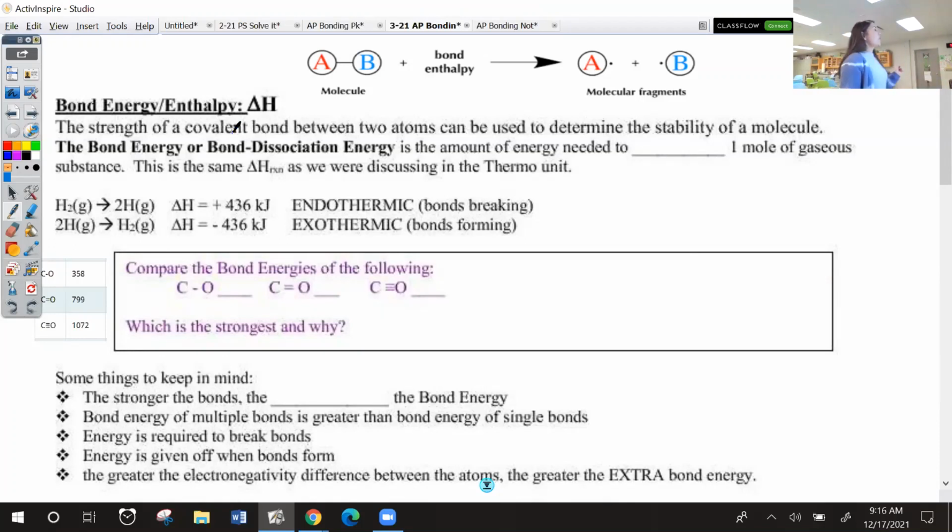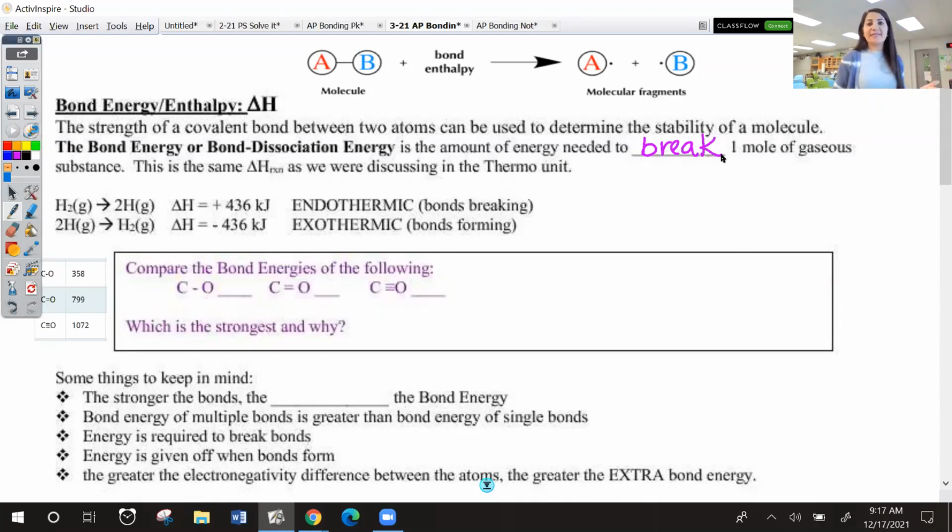Okay, so the strength of a covalent bond between two atoms can be used to determine the stability of a molecule. So how stable it is: the bigger the number is, obviously, the more stable. So the bond energy or bond dissociation energy is the amount of energy needed to, anybody can unmute, what are we talking about? What are we doing here? Breaking it apart. We're breaking it apart. I like it. So we are going to break 1 mole of gaseous substance.